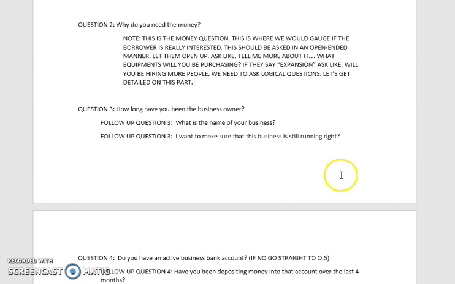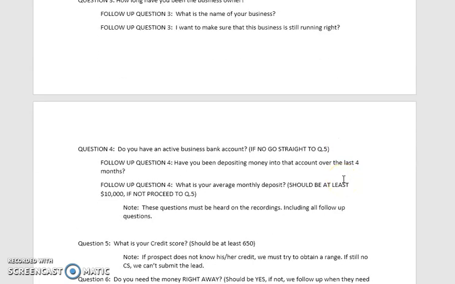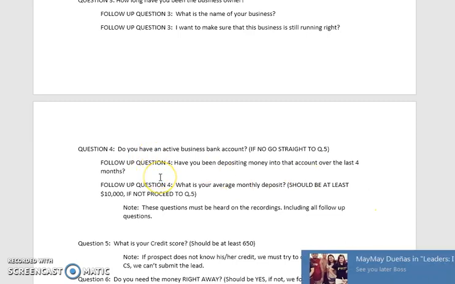Okay, next. Question number 4. Do you have an active business bank account? If they say no, you all know this, we go straight to the credit score and pre-qualify them by credit score. Now, if they do, follow-up question, have you been depositing money into that account over the last 4 months?